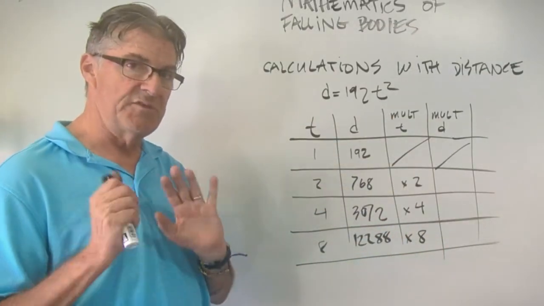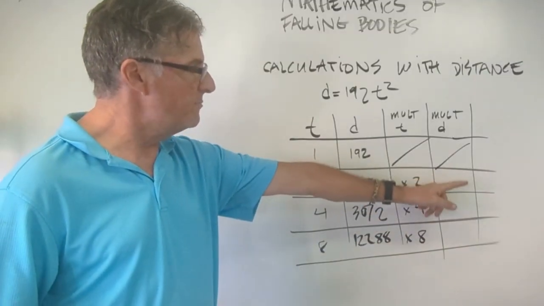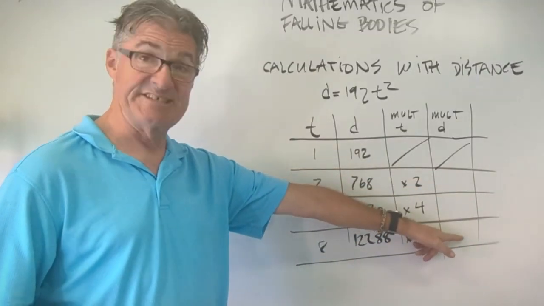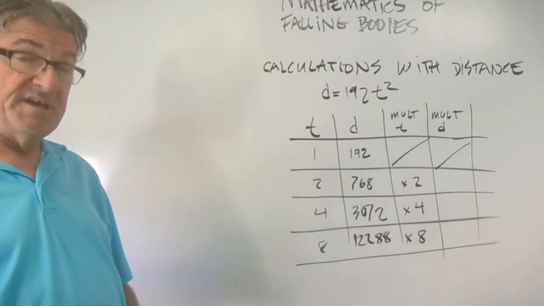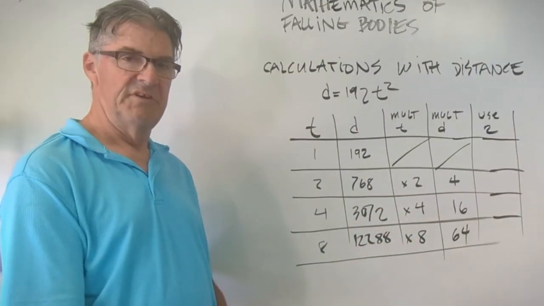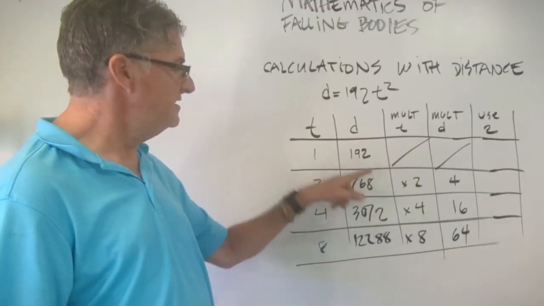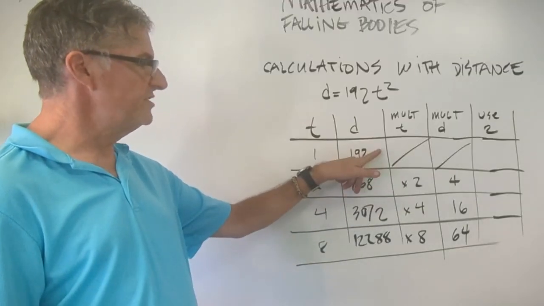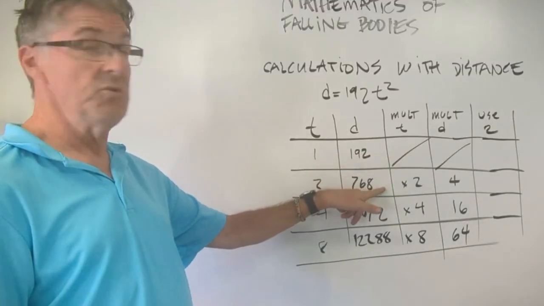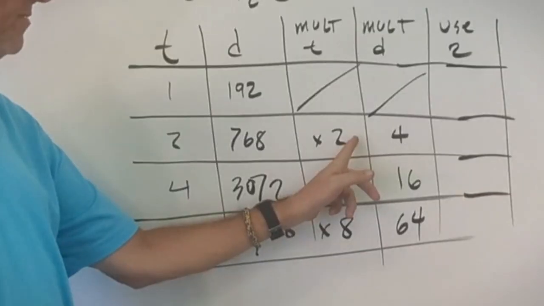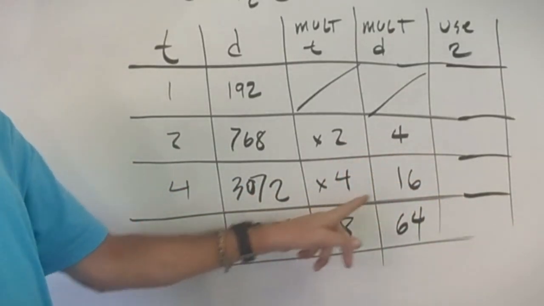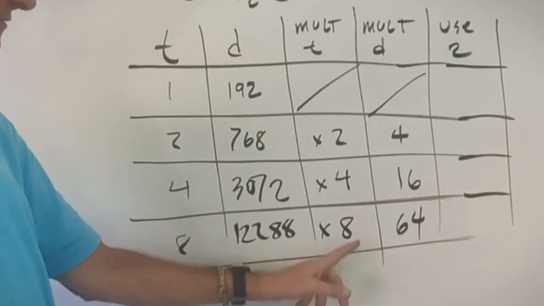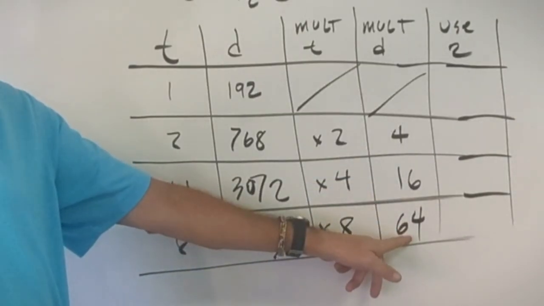Now I want you to pause the video and think real hard. What ends up being the multiplier for distance? We've multiplied the time by these numbers. What has been the multiplier for distance? Okay, so I just divided my new distance by my old distance to find out how many times it was increased by. And so when we multiplied time by 2, we multiplied distance by 4. We multiplied time by 4, we multiplied distance by 16, and then finally by 8 gave us 64.